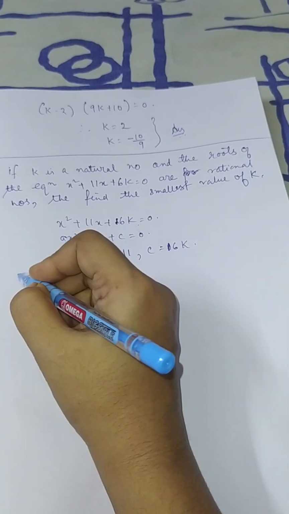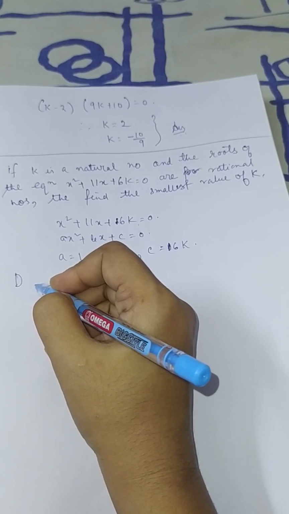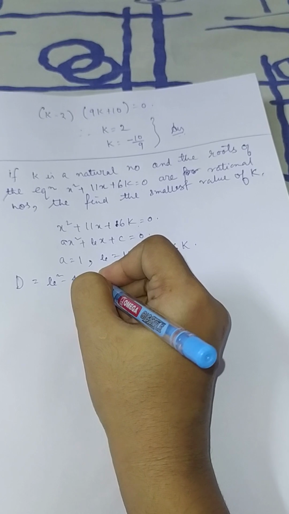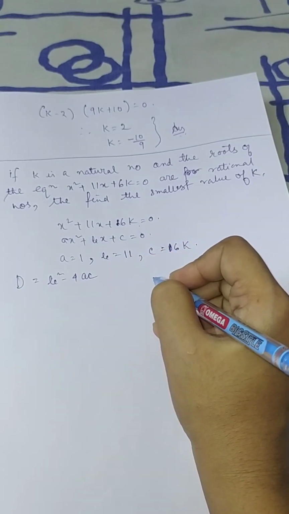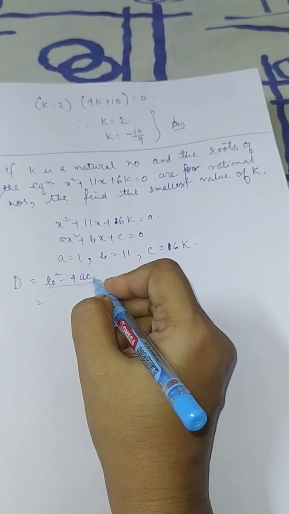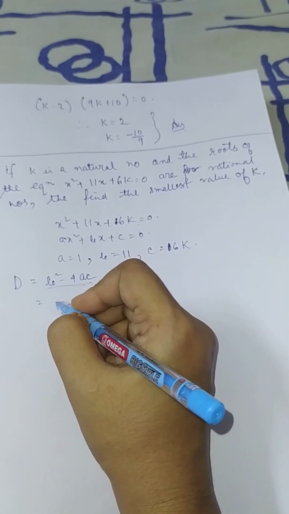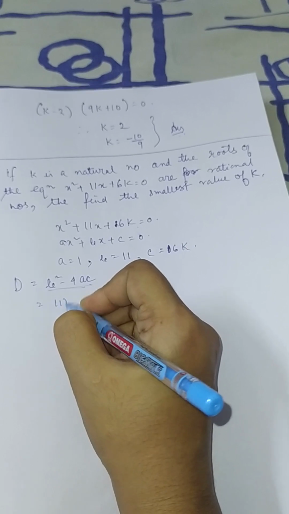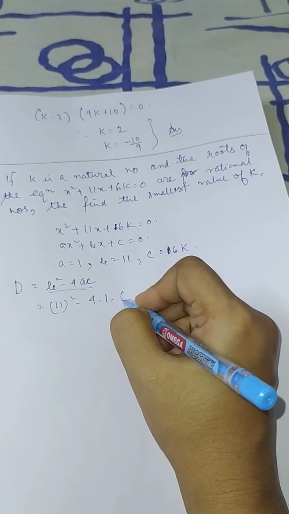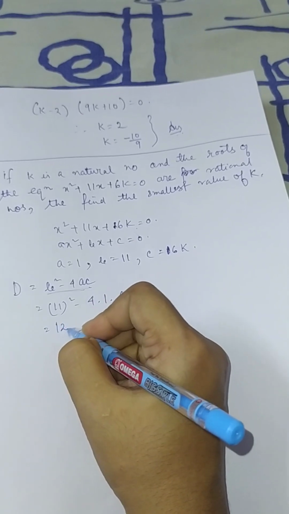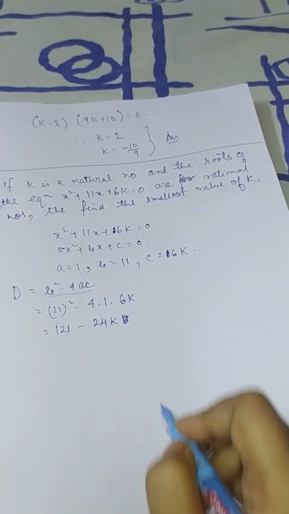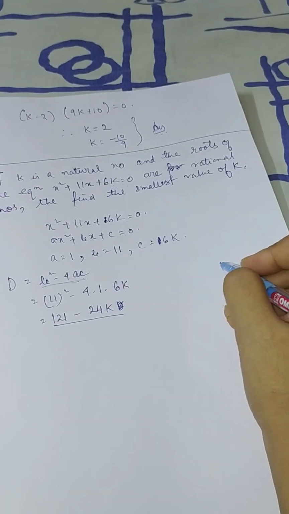Right. So what will be the value of the discriminant? It will be b square minus 4ac. Right. And if I put the values of b and a, c in this equation, we will get b square, that means 11 square, minus 4 into a, that is 1, c is equal to 6k, that is 121 minus 24k. Okay, so this is the value of the discriminant.